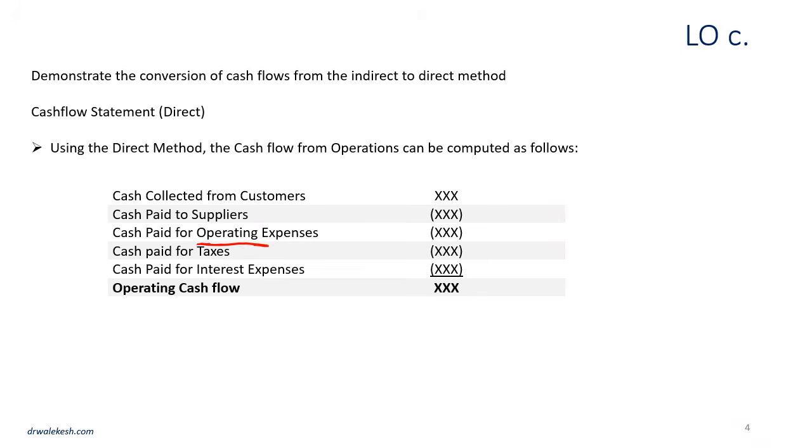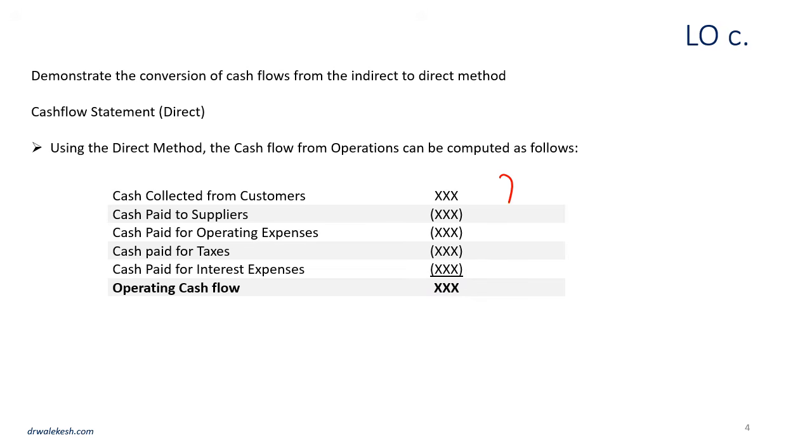Cash paid for operating expenses, that is negative. Cash paid for taxes, that is negative. Then cash paid for interest expenses will also be negative. All of these are outflows, and they would be a negative figure if you are computing operating cash flow. Upon adding all of this together, then you will have the operating cash flow using the direct method.